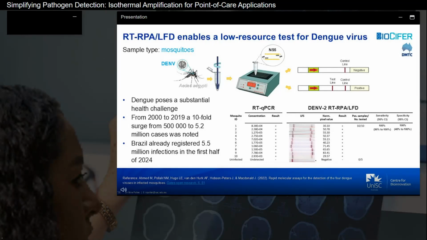This is followed by RT-RPA, and then lateral flow strip detection, where 2 lines indicate a positive test result and 1 line shows a negative result. The tests were validated using experimentally infected mosquitoes. The lateral flow strips for dengue virus 2 are shown here, demonstrating 100% sensitivity.